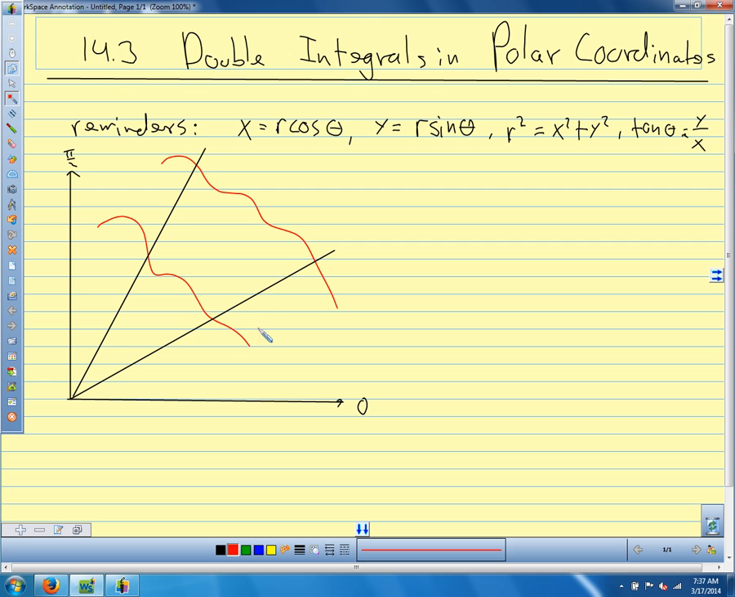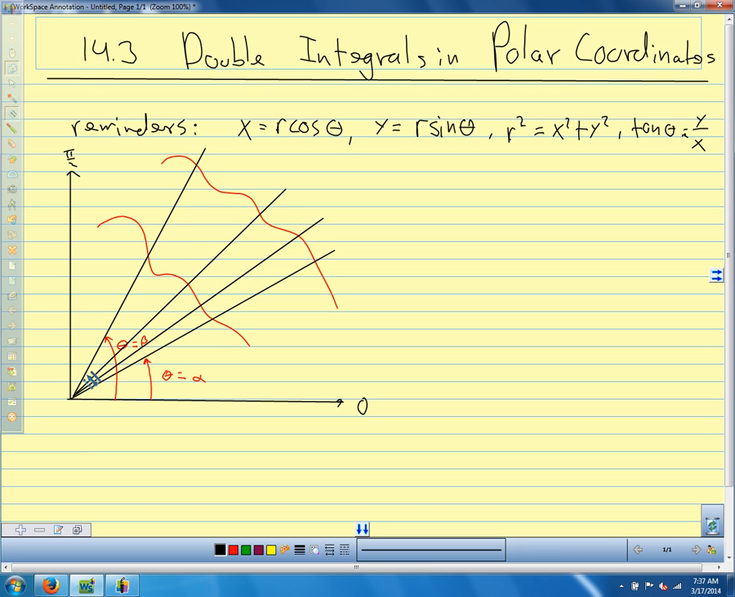So I'm interested in this region here, and we're going from theta equals alpha up here to theta equals beta. And what we're going to do is divide this sector into polar sectors. So I'm going to take a bunch of little radii and divide it up like so. And then I'm going to divide it this way as well. So we're dividing it into these little polar rectangles. And this is our region in the xy plane.